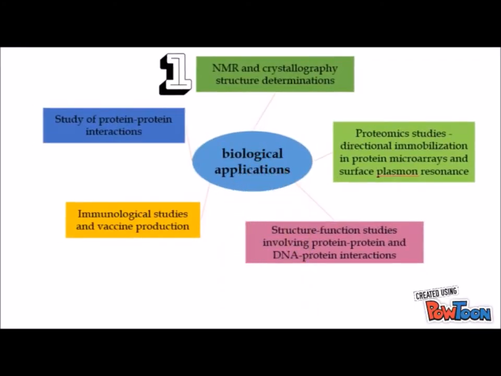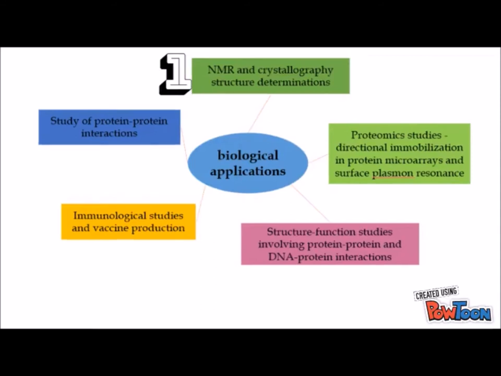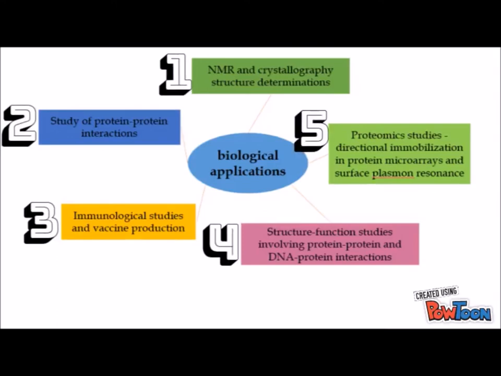The GST tag protein has been used in numerous biological applications, first in nuclear magnetic resonance and crystallography structure determination. They are both powerful techniques used to determine the three-dimensional structure of biological macromolecules at near atomic resolution. Next is for the study of protein-protein interaction, immunological studies and vaccine production. Structure-function studies involving protein-protein and DNA-protein interaction. And lastly, for proteomic studies, for the directional immobilization to protein microarrays and surface plasmon resonance.